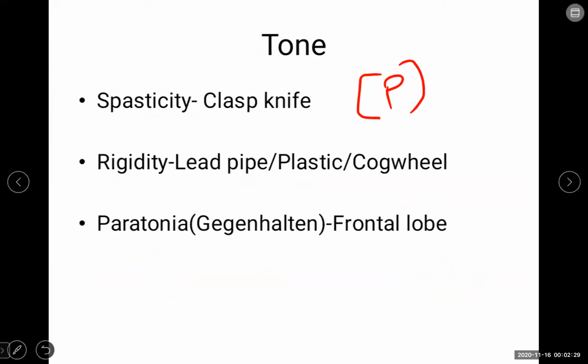So it's described as a clasp knife nature. Basically, when you're testing tone, say in the upper limb, and you're moving across the elbow joint, there's an initial resistance when you're extending, and then a sudden release. This is called a typical clasp knife.